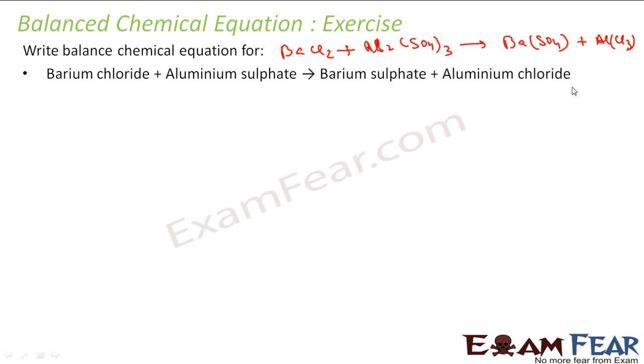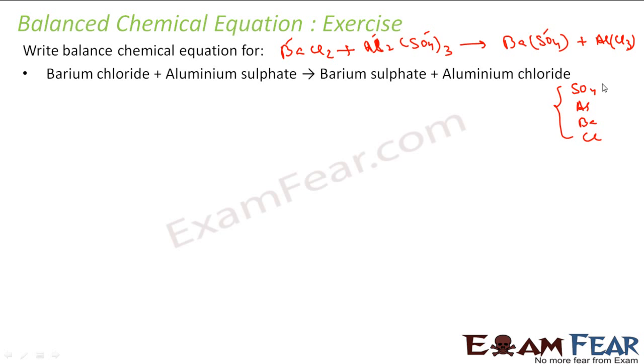Now let's see if it is balanced or not. First, any compound we have? Yes, SO4. Then any metal? Yes, we have aluminum and barium. Then do we have any non-metal? Yes, chlorine. These are the 4 things we have. So let's balance this now.